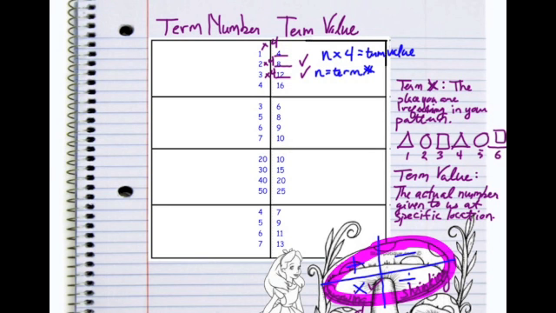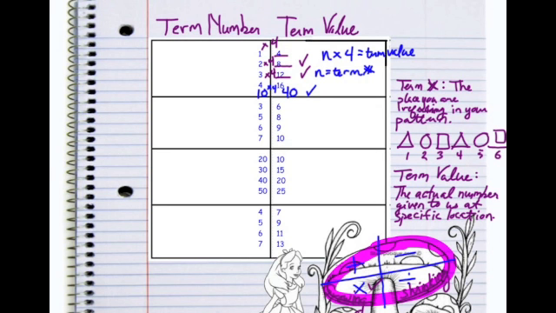So if I came all the way over here and I put a number 10 in my term number and I multiply by 4, I should get a term value of 40. And this should be correct in the grand scheme of my pattern. So let's try a few more examples.